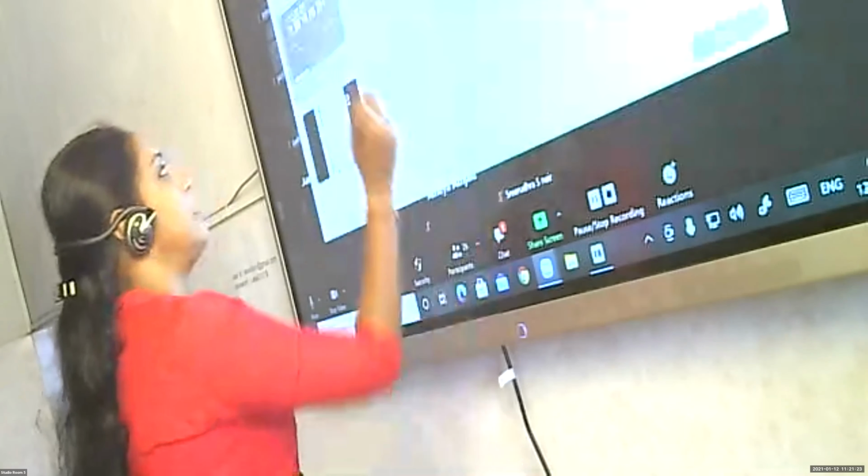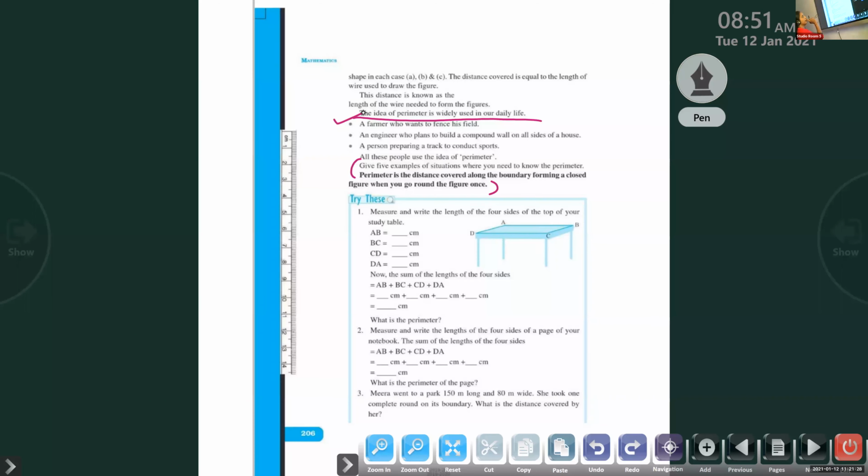So there are different situations where we are using perimeter. A farmer who wants to fence his field. Fence means veli. Have you seen it, with metal wires or with sticks? Wood, ma'am, with wood. An engineer who wants to build a compound wall on all sides of a house. All sides of a house. Okay?